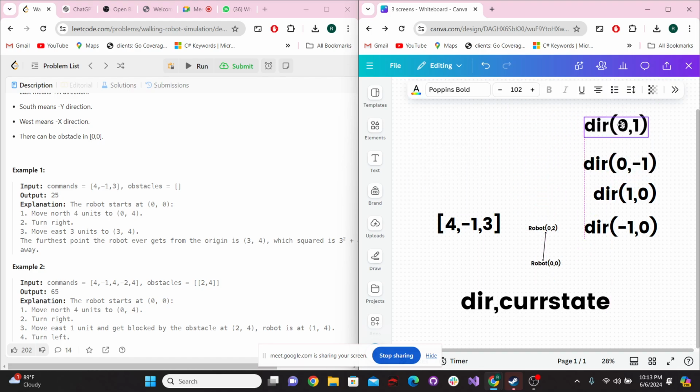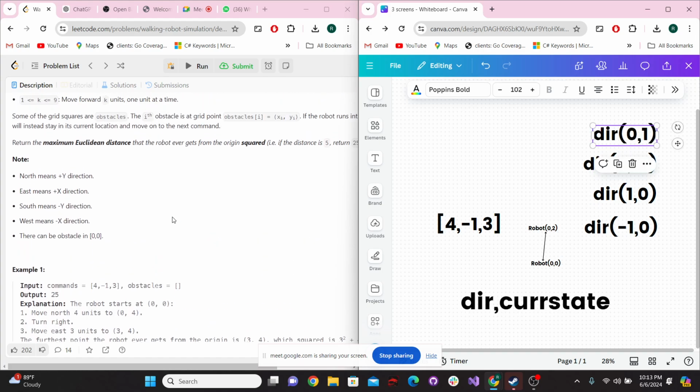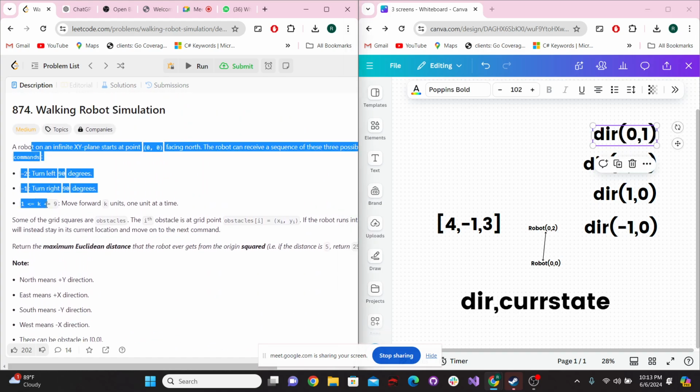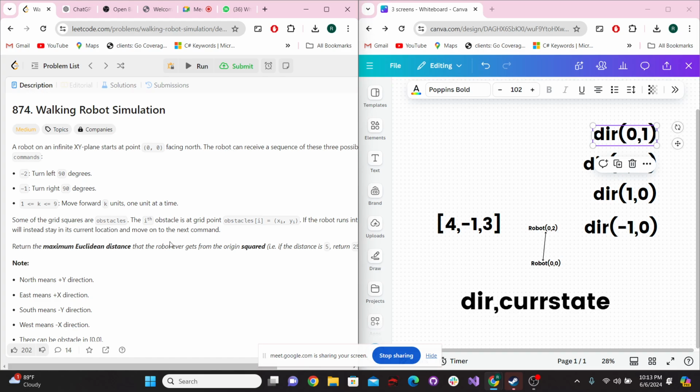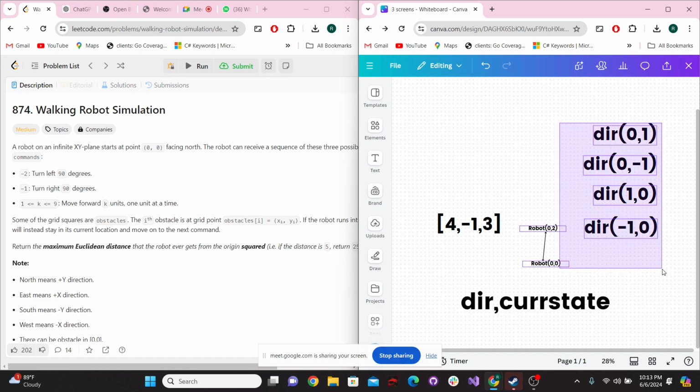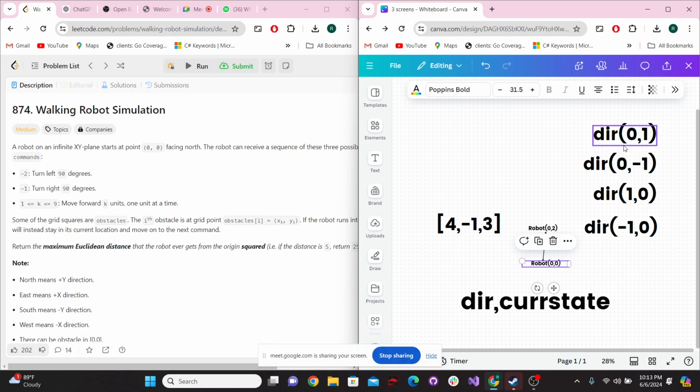These four directions are what we want. There are four directions, left, right, however it turns. You have this array of directions. You have a starting point, which is 0 0. The initial direction is 0 1.